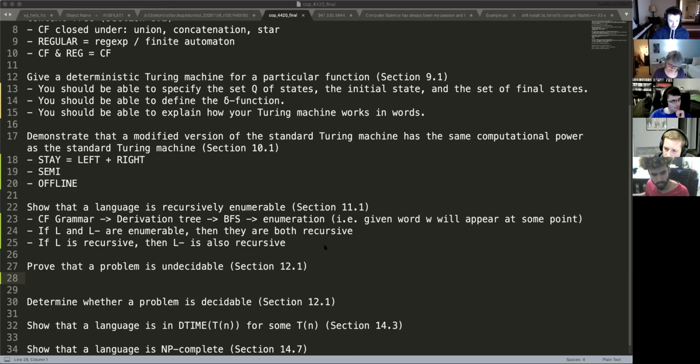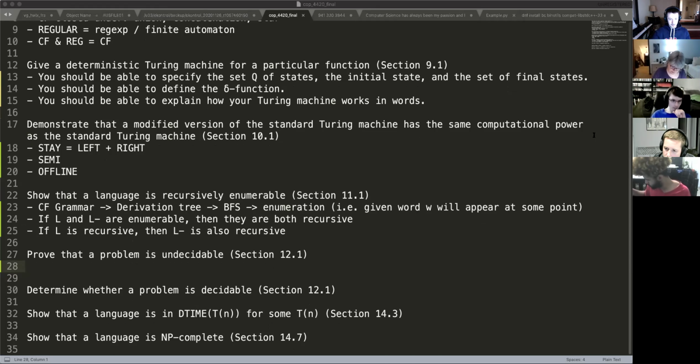Okay. Next one. Prove that a problem is undecidable. I have no idea how to do that. This is one where we had to reduce everything to the halting problem. Okay. Can we just put a halt on the halting problem? Let's just start with the easy ones, because the next two are pretty easy.